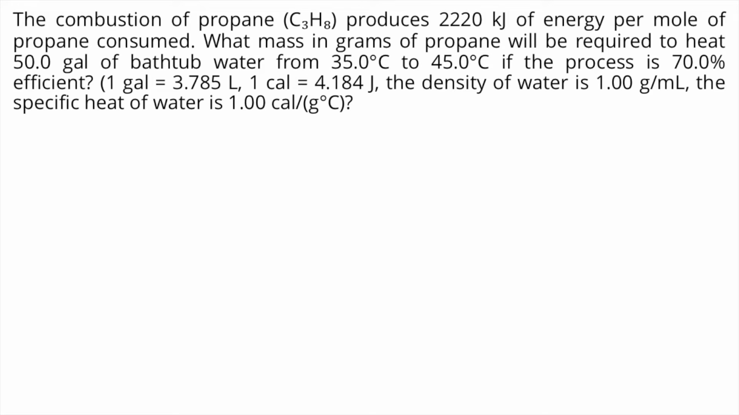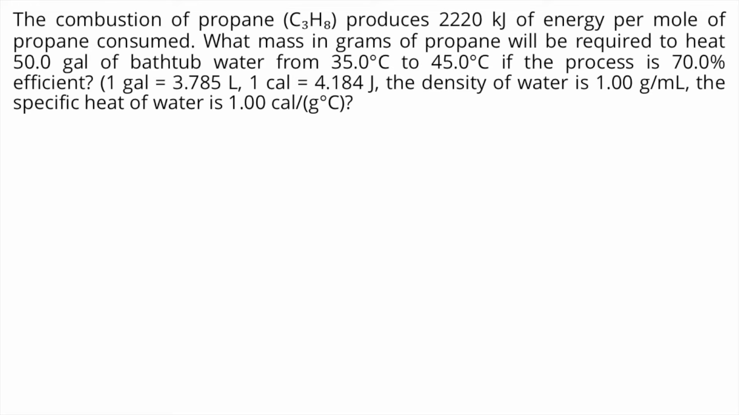The combustion of propane or C₃H₈ produces 2,220 kilojoules of energy per mole of propane consumed. What mass in grams of propane will be required to heat 50 gallons of bathtub water from 35 degrees Celsius to 45 degrees Celsius if the process is 70% efficient? 1 gallon is equivalent to 3.785 liters.